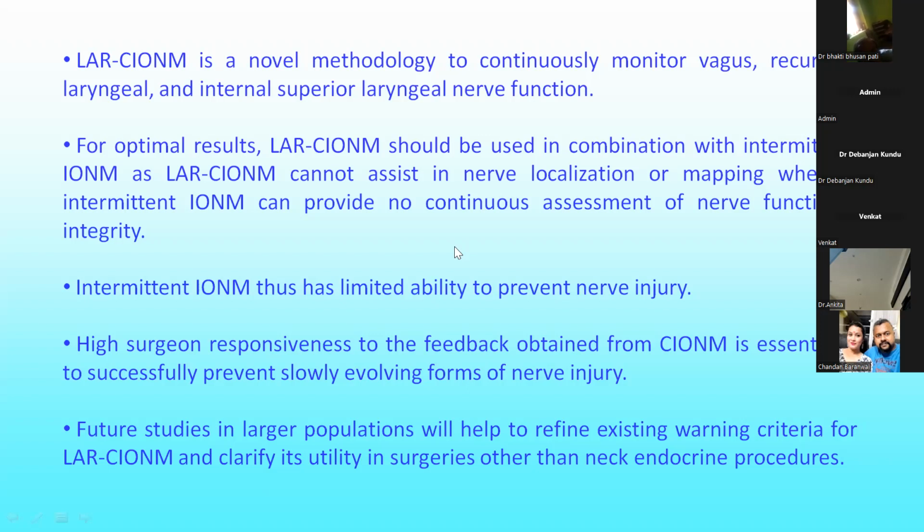analysis to refine the existing warning criteria for the laryngeal adductor reflex and clarify its utility in surgeries other than neck endocrine surgeries. This technique we can also use for vagus nerve schwannoma excision. That is more useful in this type of surgery.